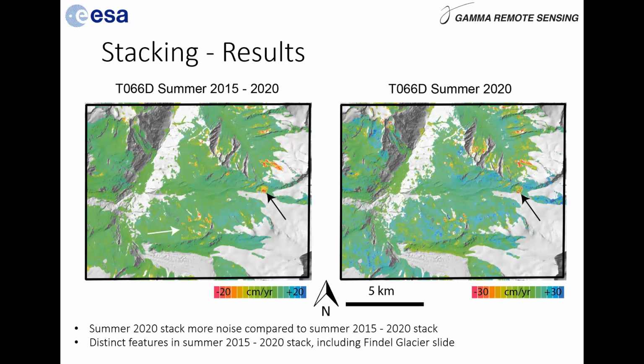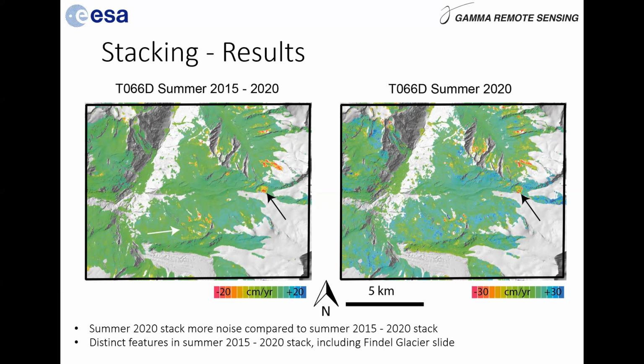Stacking results for descending orbit are overall quite good, with summer stacks showing much better correlation and coherence compared to those of all seasons. A coherence threshold masking out all areas below a coherence of 0.4 is applied to remove noise. Movement is displayed on a scale of plus minus 20 centimeters per year for all summer images and plus minus 30 centimeters per year for summer images of 2020.